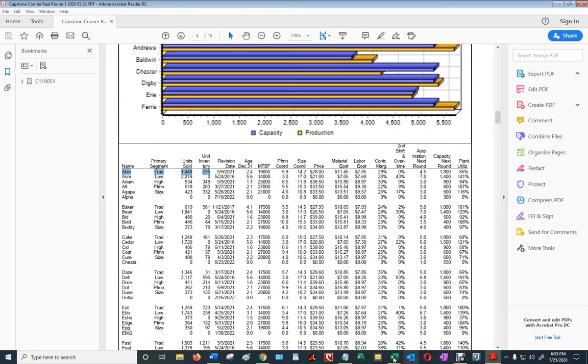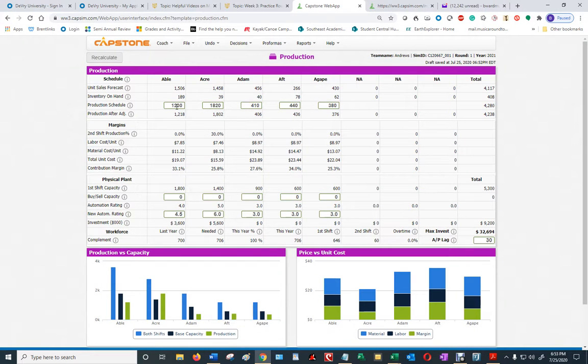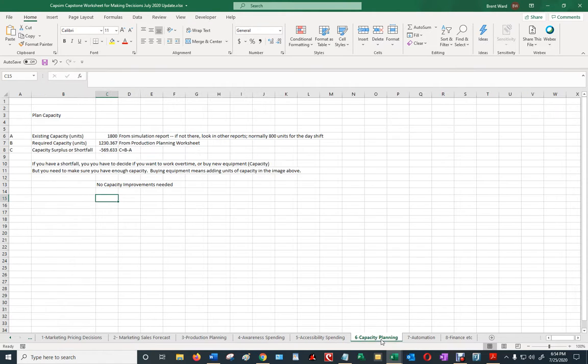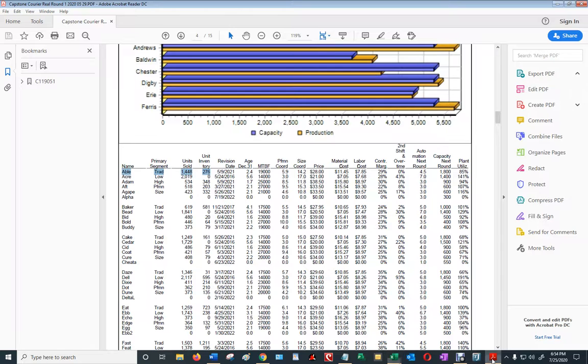Okay, so there I have gone in and I've made my 1230 is the amount that I think I need to produce, based on what the spreadsheet produced for me when I indicated my sales forecast minus the inventory on hand. That's how much I need to produce. Now for capacity, from the simulation report I have to figure out how much capacity I currently have for product Able. To do that I need to go into the Capstone Courier, and you can see that my capacity next round is going to be 1800 units for product Able.